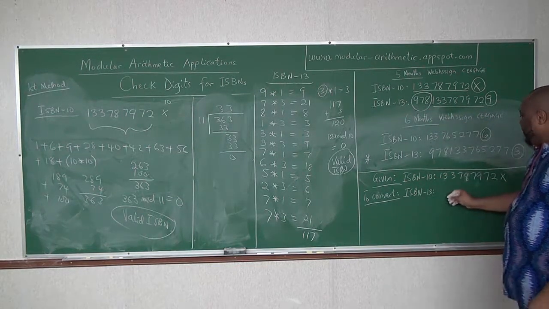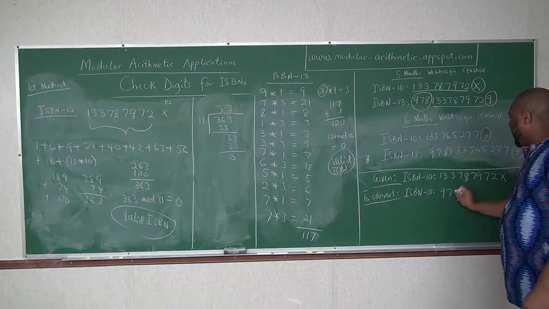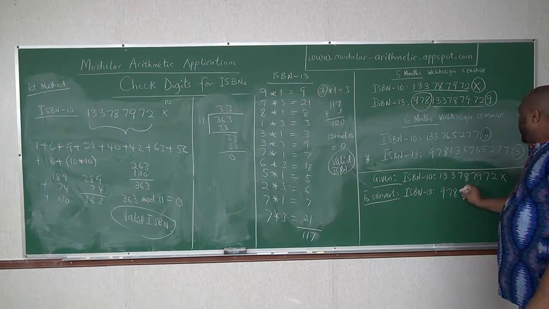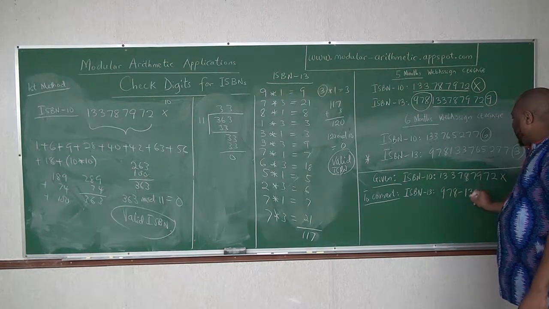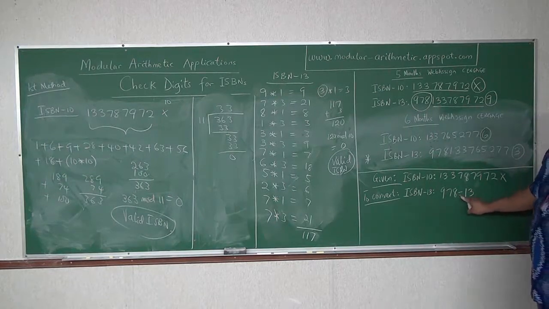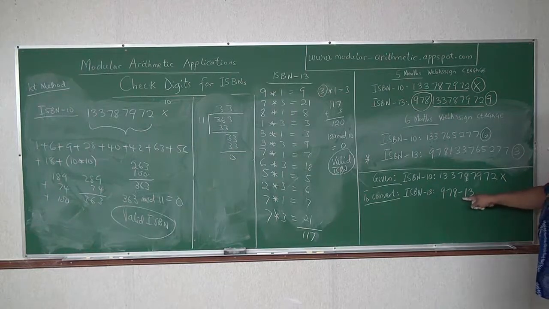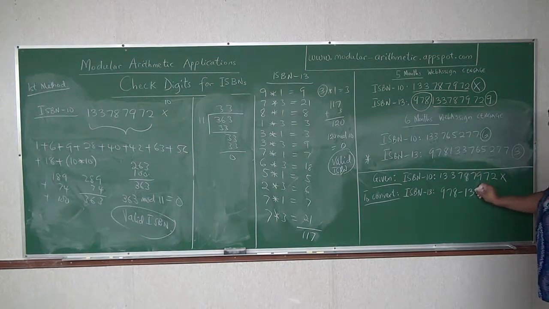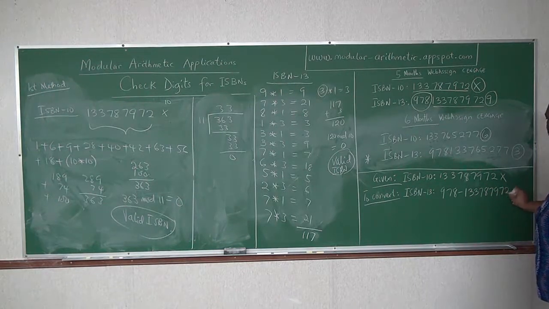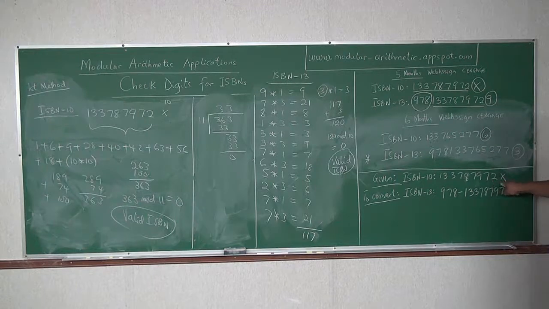So when we do that, we have 978-1. I'm going to put hyphen now so you see this hyphen. That's the way you see it in some books. So let me just put hyphen to show you I'm appending it. Okay, I'm going to write 133787972, and I will remove the X. This, I don't put it. I won't put this.